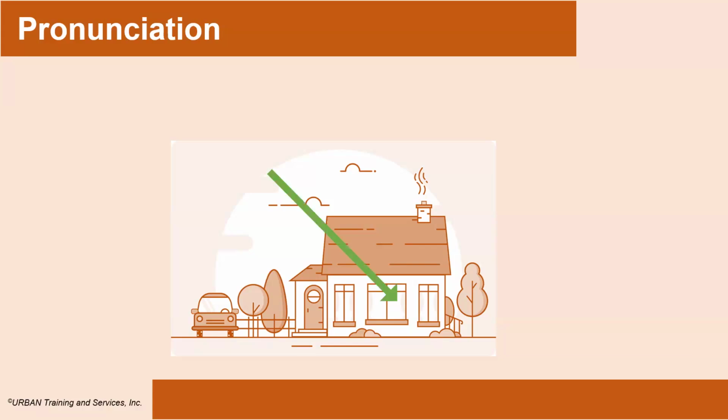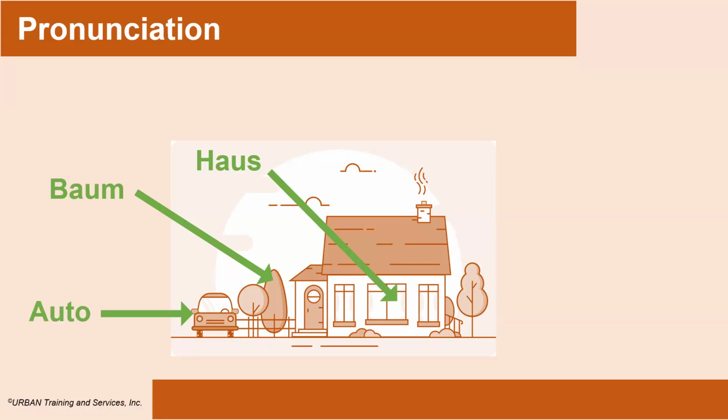Haus, Baum, Auto. I'm pretty sure you know what you're saying, but how would you spell those three words? Haus, Baum, Auto. Is that a surprise? Maybe it is. Now, what if you had seen the word without anybody telling you how to pronounce it? Would you have said Haus, Baum, Auto? I don't think so, at least not if English is your native language.